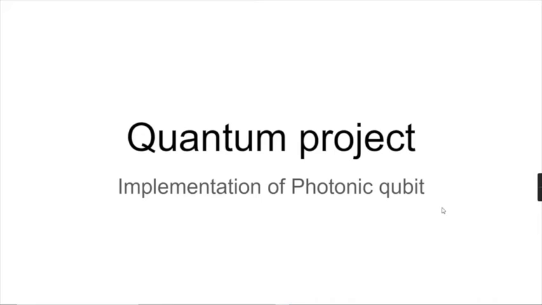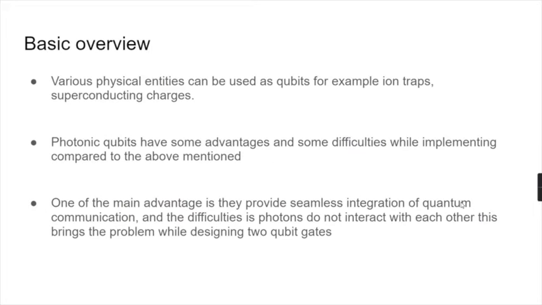This is the implementation of the photonic qubit. A basic overview: various physical entities can be used as qubits. For example, we can use ion traps, superconducting charges, and many more. These are also the things we can use as qubits in quantum computing.